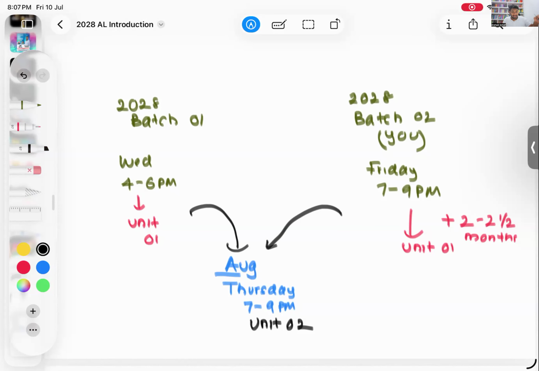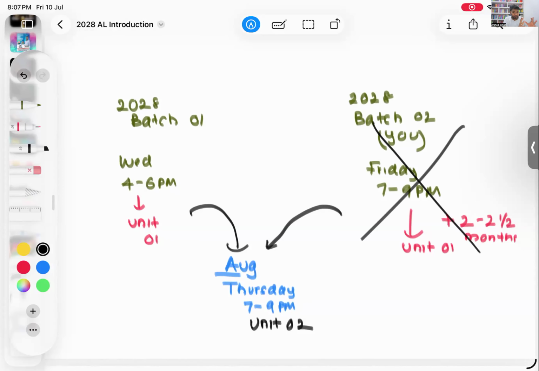So next month, Lama, you have 2 classes a week. Thursday, you are learning unit number 2 with me. Friday, you are learning unit number 1. Once unit number 1 is done, this Friday class is over. So unit number 2, 3, 4, 5 until unit number 12, this Thursday class will continue. That is how your classes will work.